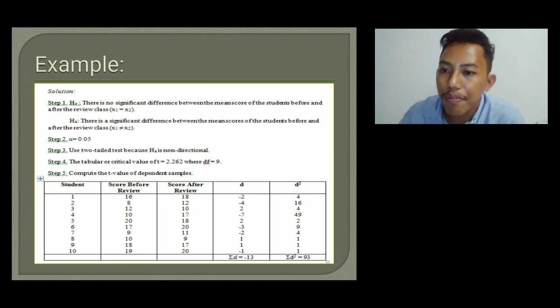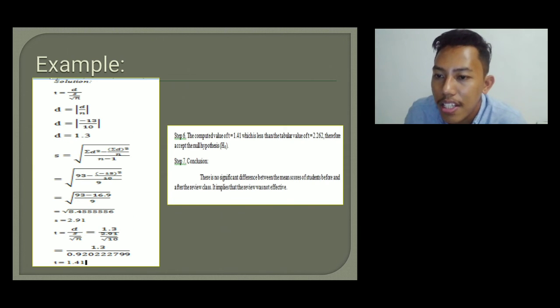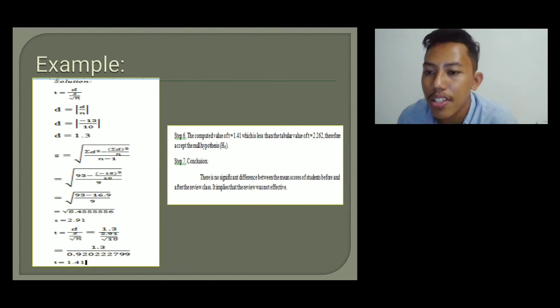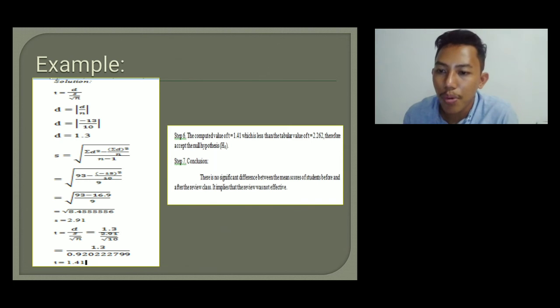Then follow this equation. Our s is equal to the square root of the sum of D squared minus the square of the sum of D over n, all over n minus 1. So it will now become the square root of 93 minus negative 13 squared over 10, over 9. So 93 minus 16.9 over 9. So the square root of 8.4555556 is equal to 2.91.